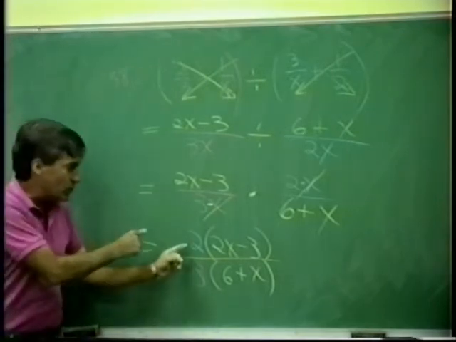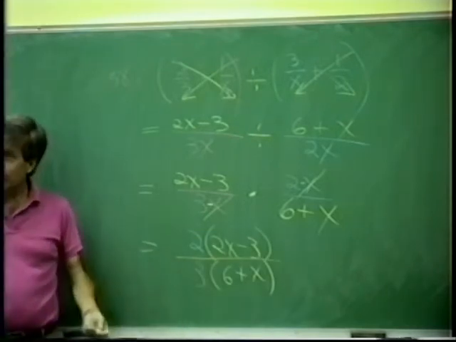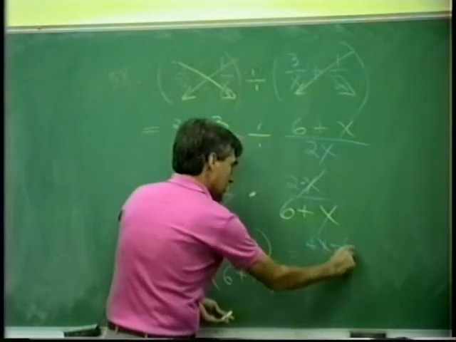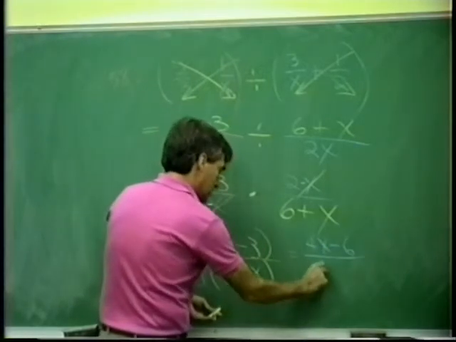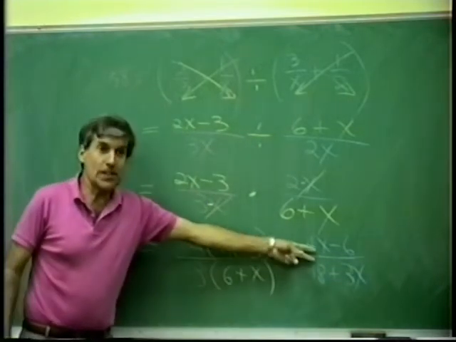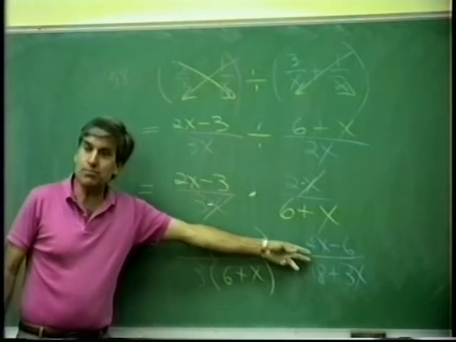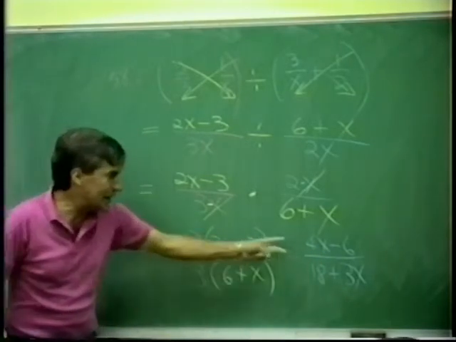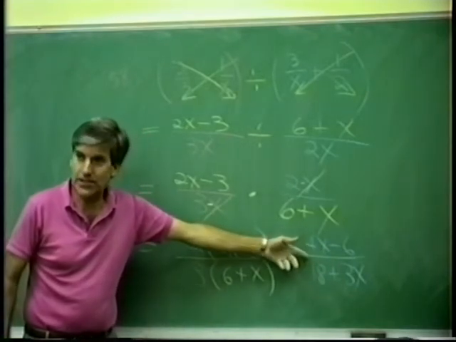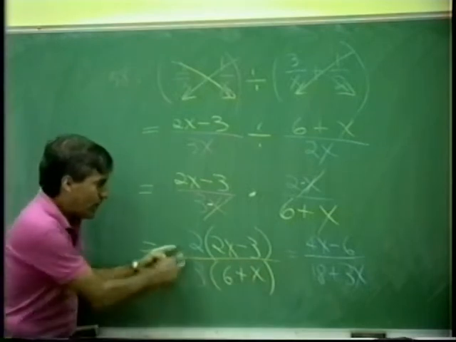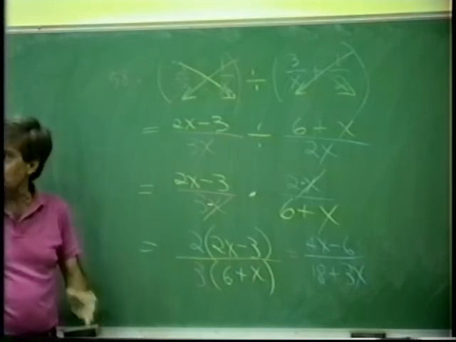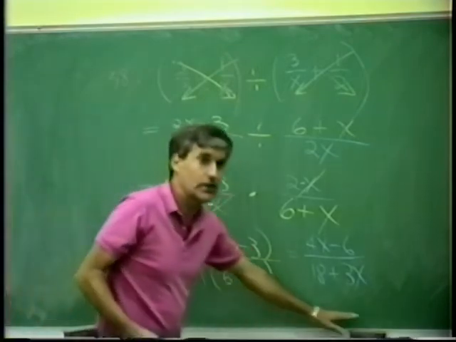The question was, can you multiply this out? You can, and if you did, you'd get 4x minus 6 divided by 18 plus 3x. And that would also be an acceptable answer. But the question is, which is preferred? Can you look at that and see that it does not reduce? You can't, can you? If you write it in the factored form, you can see that it doesn't reduce. So I prefer the factored form. Most of the time the book will have the factored form in the answer book.